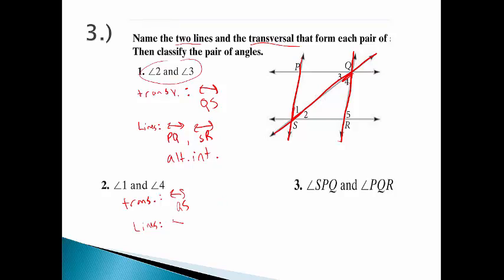Means the other 2 lines we just have to name. So we have a PS, and it looks like we have a QR. Since I'm looking at angles 1 and 4, they are in between left and right side. They're on different sides of our transversal, so therefore they are, once again, alternate interior angles.